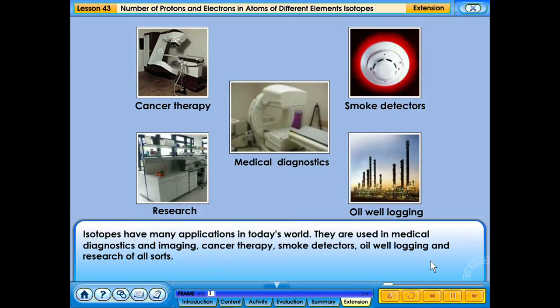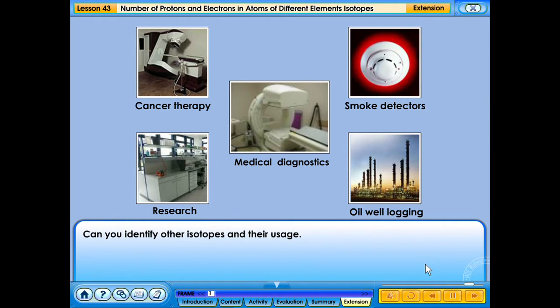Isotopes have many applications in today's world. They are used in medical diagnostics and imaging, cancer therapy, smoke detectors, oil well logging, and research of all sorts. Can you identify other isotopes and their usage?